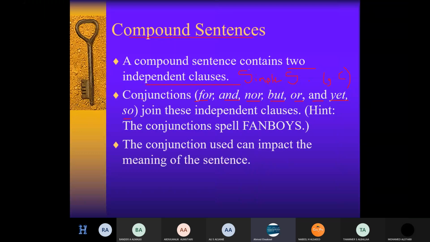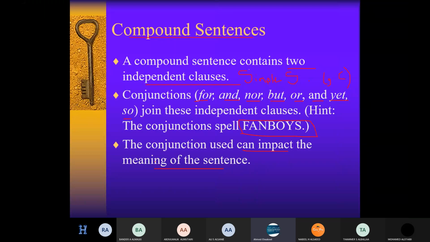So if you just forgot that, okay, you can just memorize this one: FANBOYS. So FANBOYS is for, and, nor, but, or, yet, and so. So FANBOYS are the coordinating conjunctions. The conjunction used can impact the meaning of the sentence. Impact the meaning means that it changes the meaning because now you are joining 2 clauses.